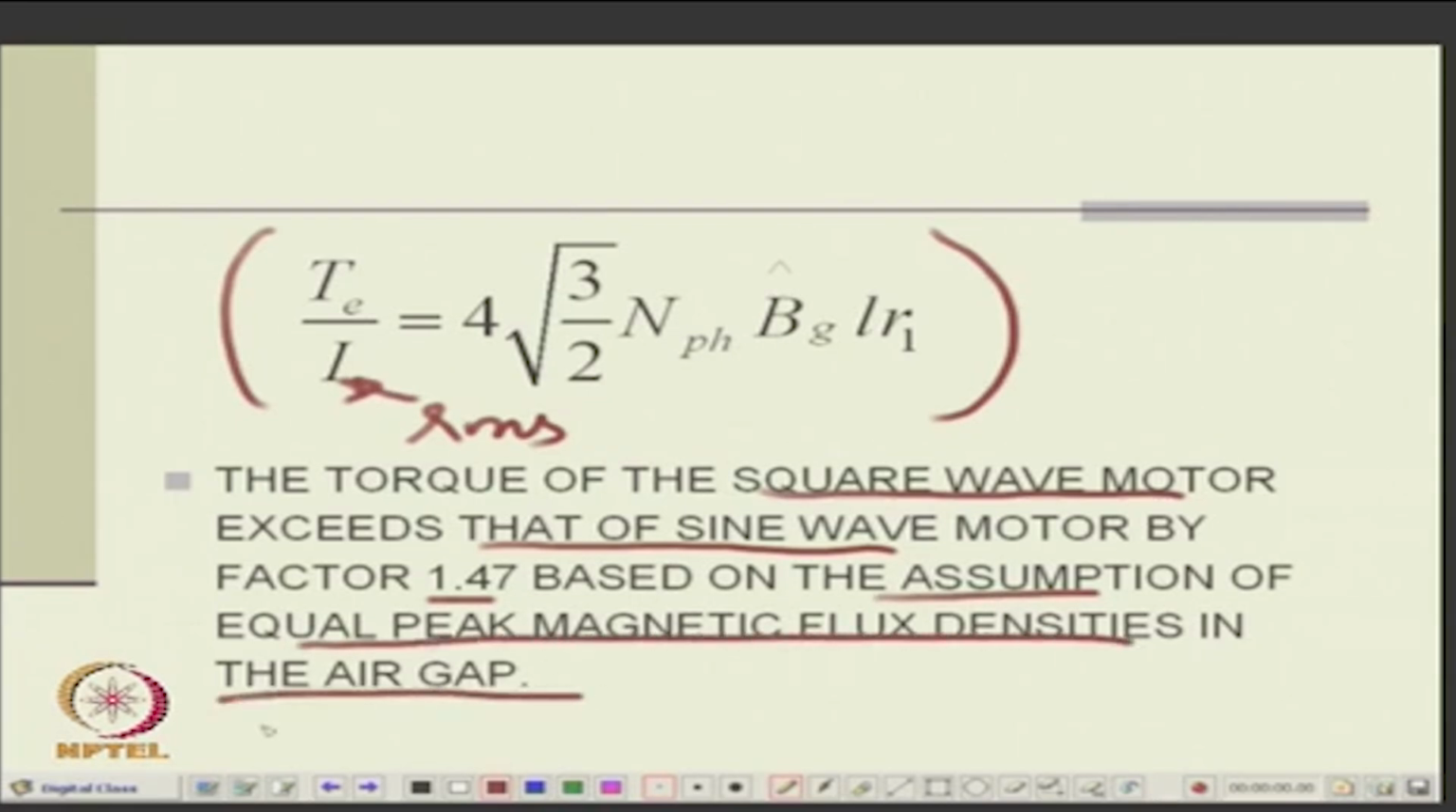Because we are assuming a sine wave motor, the B is sinusoidally changing in space. In the case of square wave motor, B is nearly constant. So, you have noticed that square wave motor is expected to give a higher torque. Okay.